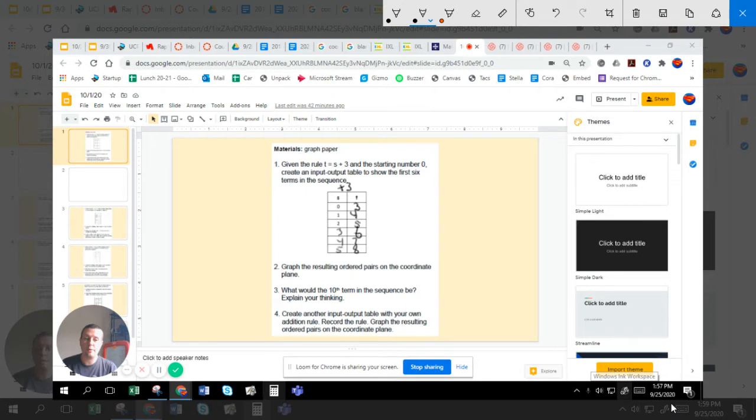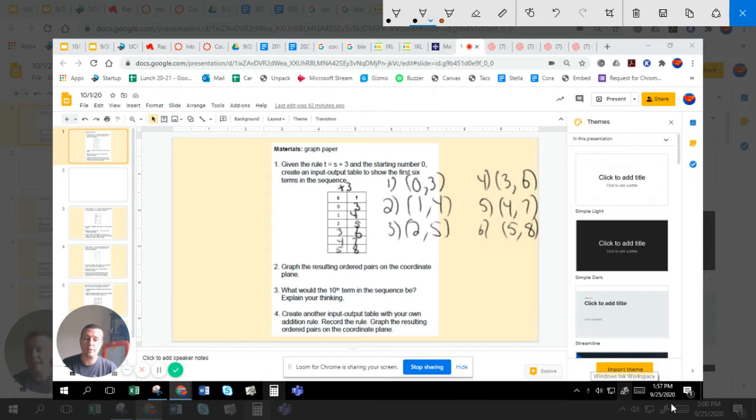So looking at it, my first ordered pair is (0, 3). That's my first ordered pair. Then I have (1, 4). Then I've got (2, 5). Forgot my parentheses. Then I've got number 4, which is (3, 6). Number 5 is (4, 7). And number 6 is (5, 8).